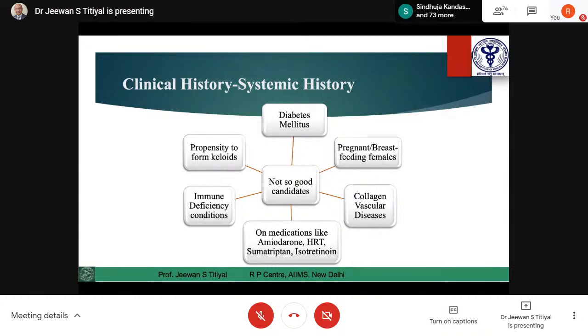Which are those cases that may not be good candidates for a cornea-based refractive procedure? A patient suffering from a systemic disorder like diabetes mellitus, or a pregnant patient, may avoid surgery during that period or can undergo surgery 1 year after pregnancy. Any collagen vascular disorder is very important because the entire healing process may be different in these cases. Patients on medications, immune deficiency conditions, and patients who have keloid formation may have a very unpredictable healing process, especially after a photorefractive keratectomy or PRK.